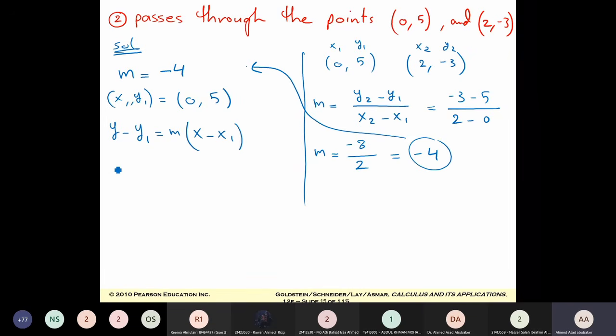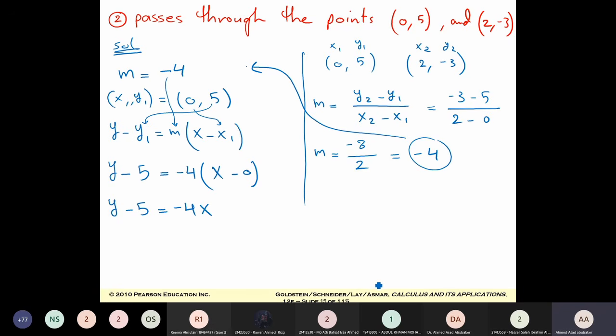Now, substitute y1 equals 5, substitute x1 equals 0, and substitute m equals -4. Now y minus 5 equals -4x. So we have y equals -4x plus 5. This is the equation of the line.